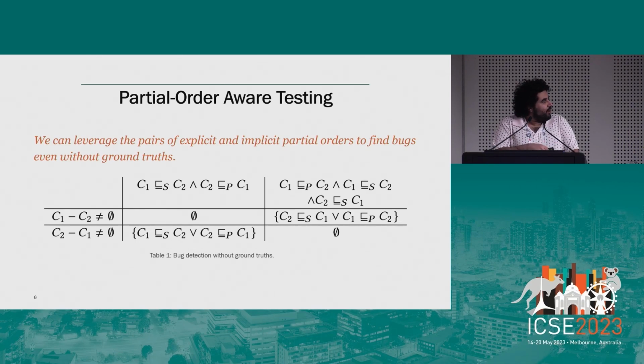However, because we have all these partial orders defined, we can say that if it's a true positive, then we violated this partial order, that C2 should be at least as sound as C1. If it's a false positive, then we violated this partial order that says C1 should be at least as precise as C2. So even without knowing the actual classification of the results of the analysis, we can say that we found a bug, even though we don't know whether it's a precision or soundness bug.